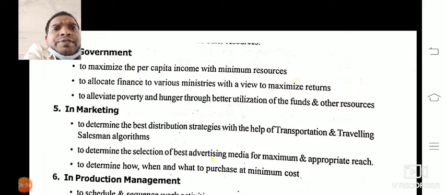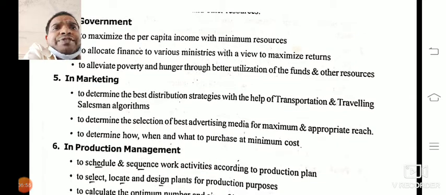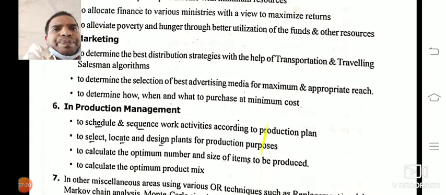In the fifth application, the marketing field, we use OR to determine the best distribution strategies with the help of transportation and traveling salesman algorithms, and to determine the selection of the best advertising media for maximum and appropriate reach. The third one is to determine how, when and what to purchase at minimum cost.